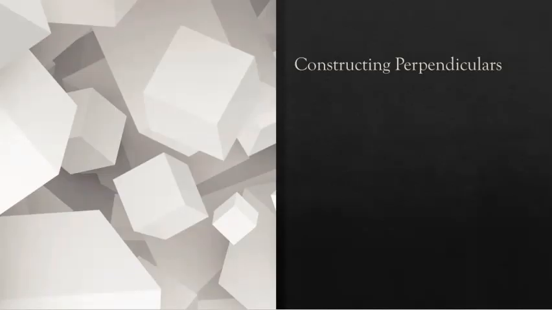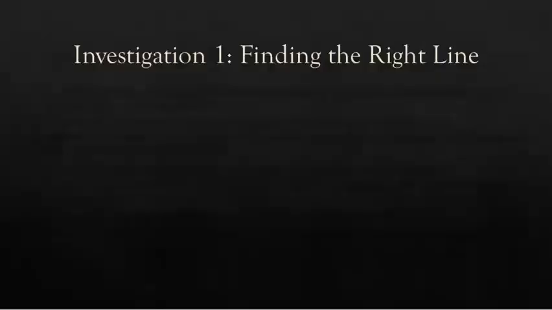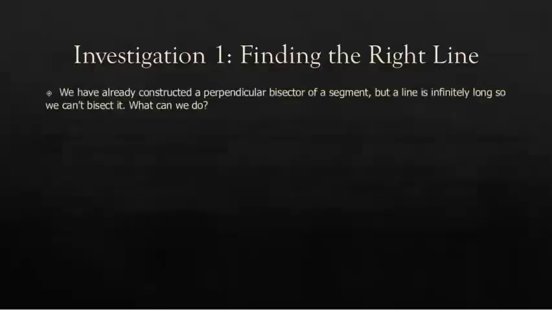Let's look at this first investigation. We want to find the right line. So we've already constructed a perpendicular bisector of a segment. But what if I have a line and it's infinitely long and we can't bisect it? How can we look at it?